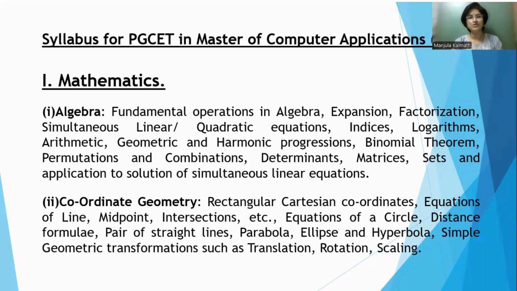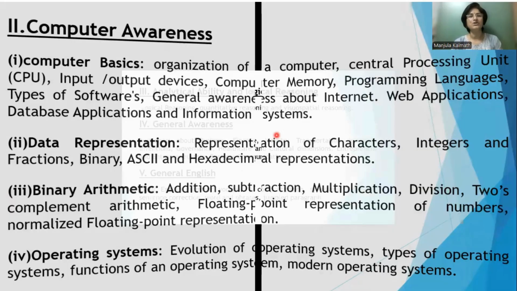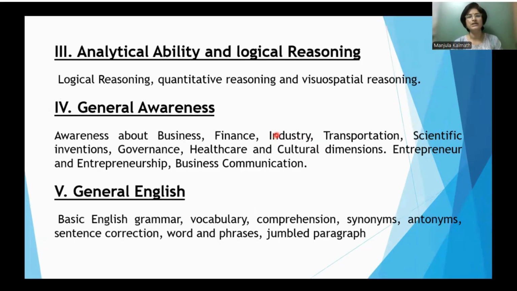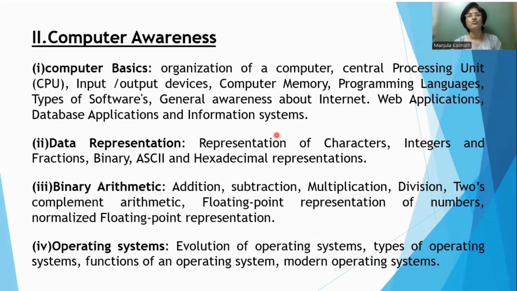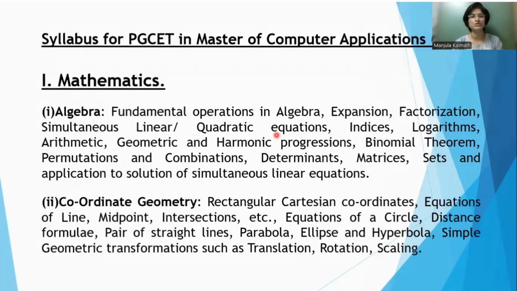Hello everyone. In this video, I'm going to discuss in detail the MCA syllabus for the PGCET exam. The PGCET exam syllabus is divided into 5 partitions. First one is mathematics, which is a major part of the PGCET. Then computer science, and then analytical ability and logical reasoning, general awareness, and general English. Like this, the entire syllabus is divided into 5 different parts. Major parts go to mathematics as well as computer science.